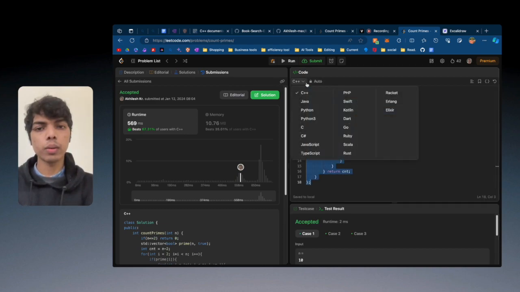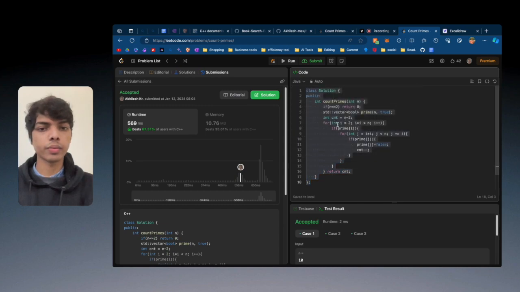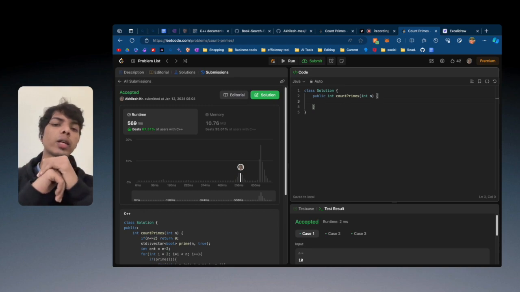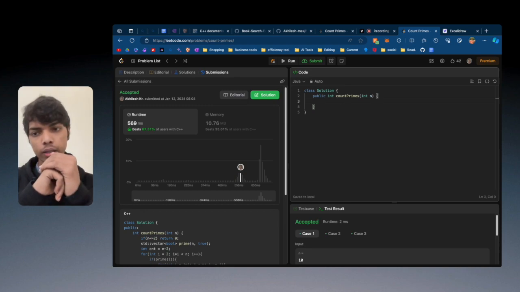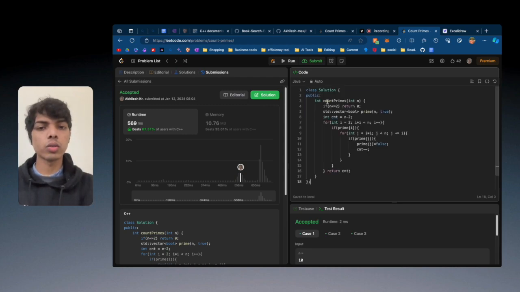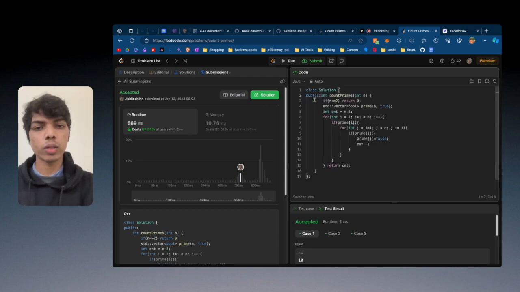We'll copy it. Now we will be solving it in Java. One thing which we know, when we are trying to solve the problem in Java as well, is that the syntax is very similar to that of C++. Only there will be minor differences. So let us do that. Now we have copied the same code.